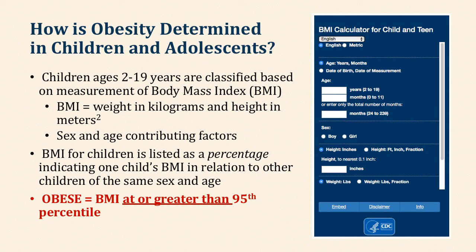So how is obesity determined in children and adolescents? Children between the ages of 2 and 19 are classified based on measurement of body mass index, or BMI. BMI is calculated by measuring their weight in kilograms and height in meters squared. Calculating BMI in children also factors in their sex and their age. It is listed as a percentage indicating one's BMI in relation to that of other children of the same age and sex.